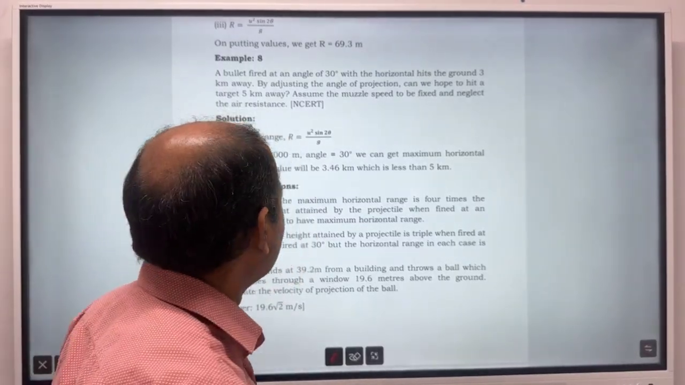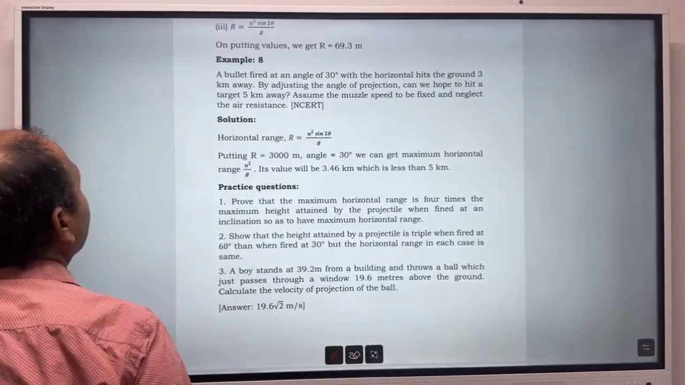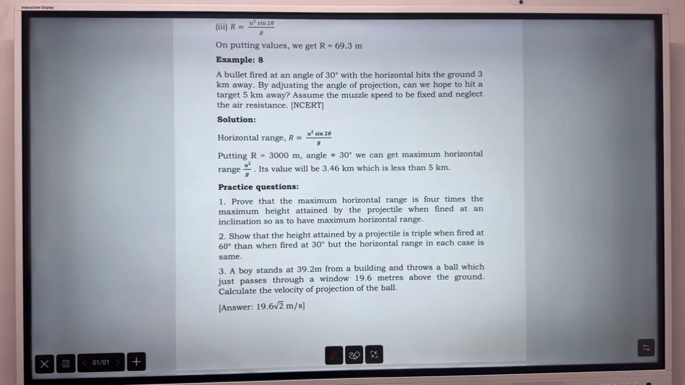Hello students, welcome to Educate. Today we are going to see some numericals based on projectile motion.